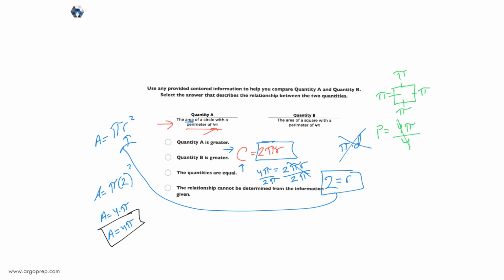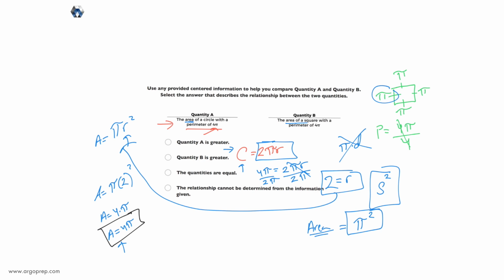Okay, so my ultimate goal here is to find the area of the square, and the area of a square is equal to side squared, or rather length times width, but the appropriate formula for the area of a square is side squared. So here is my side value, which is pi, and I'm simply going to square that, and there you go. Here is my answer. I have pi squared as my area of the square, and I have 4 pi as the area of my circle.